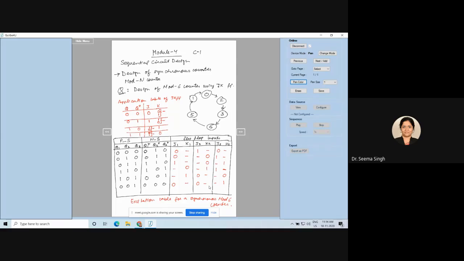Now next we are supposed to write equations. You know that J1, K1, J2, K2, J3, K3 are the flip-flop inputs. When we make a K-map, we make it with respect to input. So how many excitation inputs do I have? I have 6 excitation inputs, J1, K1, J2, K2, J3, K3. These become my outputs for the K-maps. And what is my input? Input will be my present state.